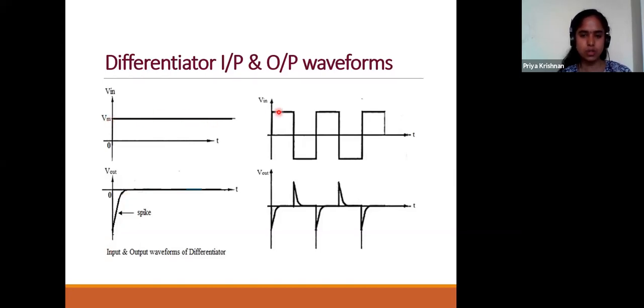And for the output, for a different set of inputs, I have a square wave as the input. Here for the positive side, I get the negative peak, and for the negative side, I'll get the positive peak. Similarly, if you differentiate the sine, you will get the cosine wave.